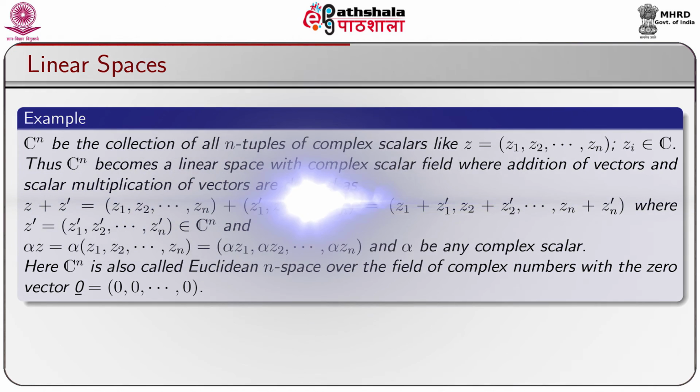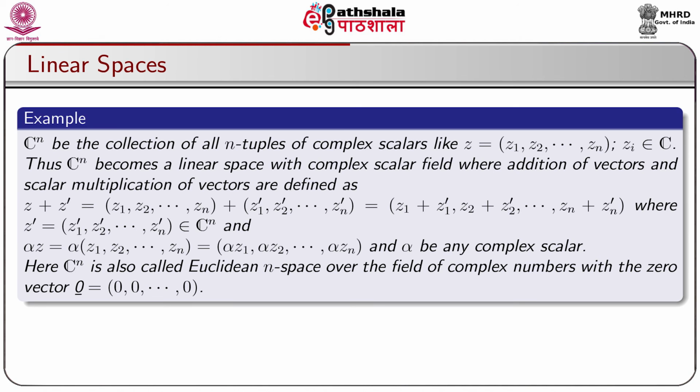defined as z + z' = (z1, z2, ..., zn) + (z1', z2', ..., zn') = the coordinate-wise sum, that is (z1 + z1', z2 + z2', ..., zn + zn'), where z' = (z1', z2', ..., zn') belongs to Cn, and alpha z = alpha (z1, z2, ..., zn) = (alpha z1, alpha z2, ..., alpha zn), and alpha is any complex scalar.